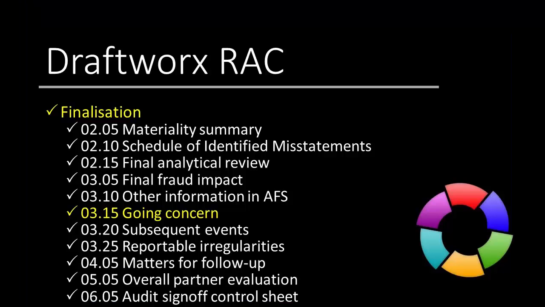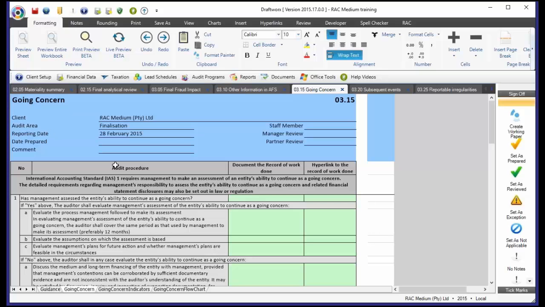Let's go and have a look at 0315, which is the going concern working paper. Okay, now in the going concern, we need to just go and consider going concern of the entity, and there are a number of questions just to try and take you through the flow. Alright, so it starts with question 1. Has management assessed the entity's ability to continue as a going concern? So in other words, has management done an assessment? And I know on many smaller entities, the answer to this may very well be no.